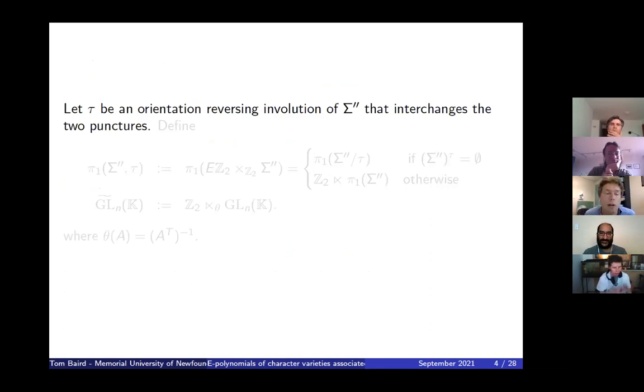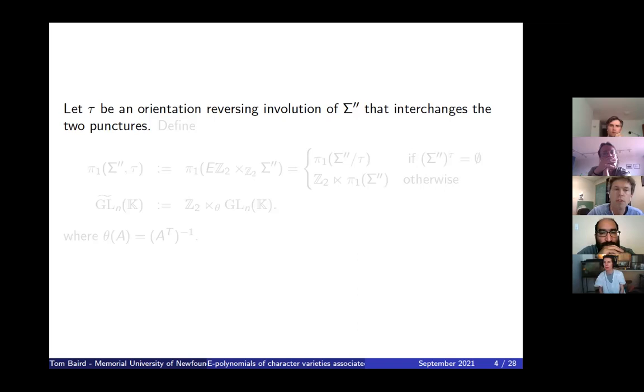Okay, so now I want to consider the same setup, but we endow our punctured surface with an orientation-reversing involution tau, which interchanges the two punctures. Okay, and you want to think about this as, sigma is like a real projective curve, and tau is the Galois or the complex conjugation action on the set of complex points.